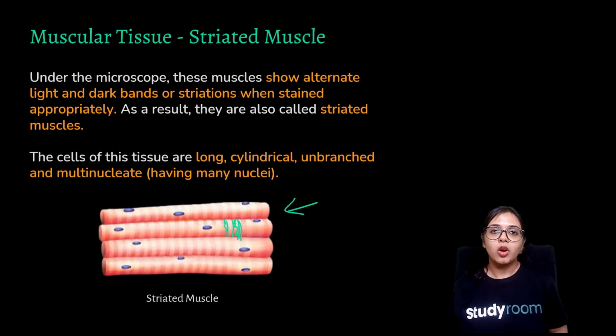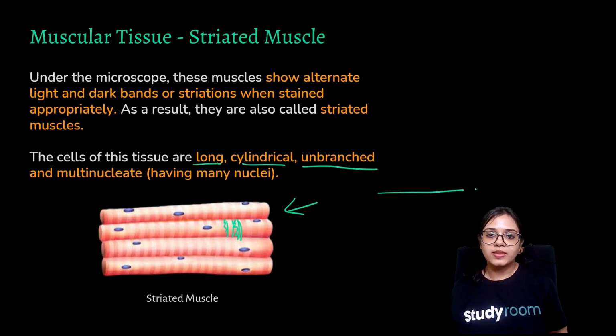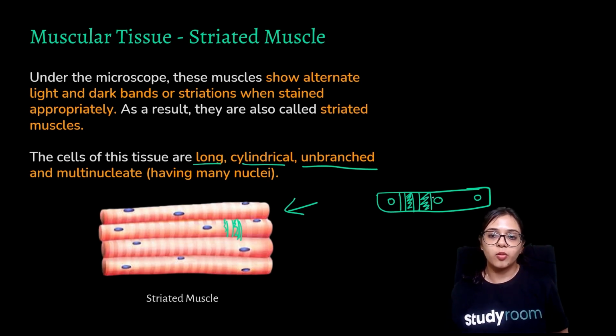So the structure of striated muscle is that it is long, cylindrical, it has a long tubular shape, all right? It is unbranched, okay? That means one cell only has one tubular structure, and it is multinucleate, that is, it has more than one nucleus, and then of course you have the alternate light and dark bands that are observed in the striated muscle, okay?